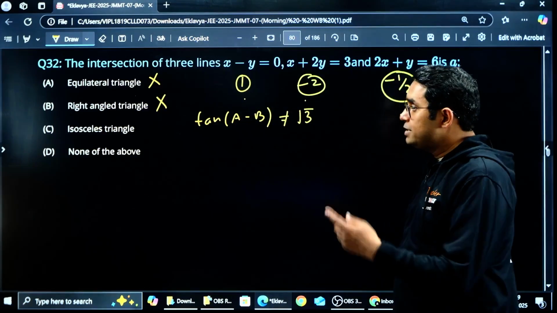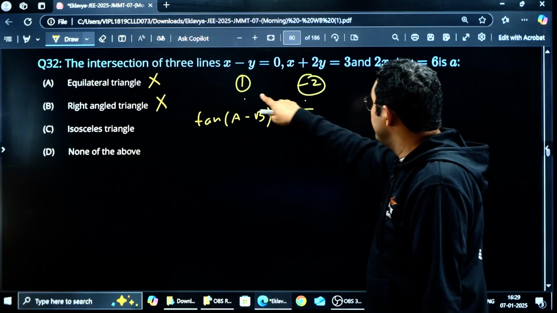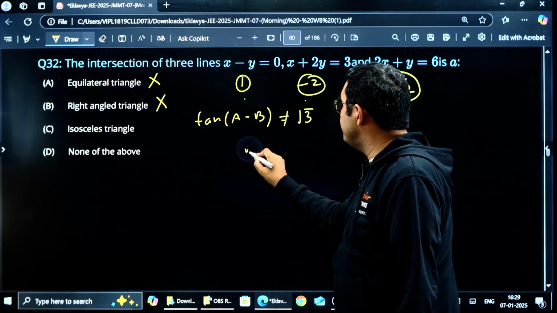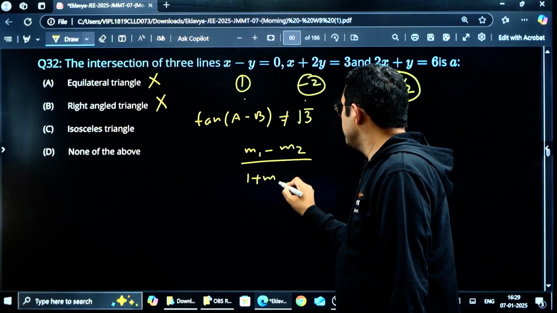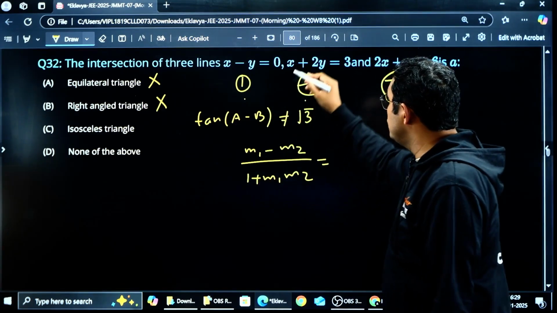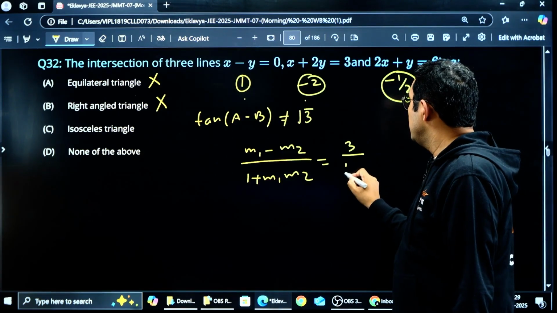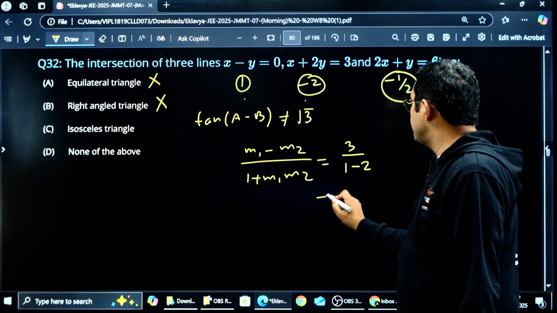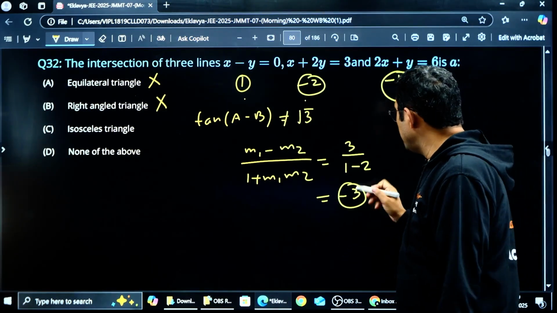Now the only option left is either isosceles or maybe none of these. For that, we'll find the angle between these two using (m1 - m2) upon (1 + m1 m2). For these two, 1 minus -2 will be 3 here, and this will be 1 minus 2 here. So that gives you -3. So acute angle will be given by tan θ equal to 3.